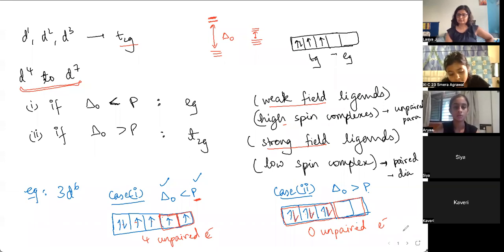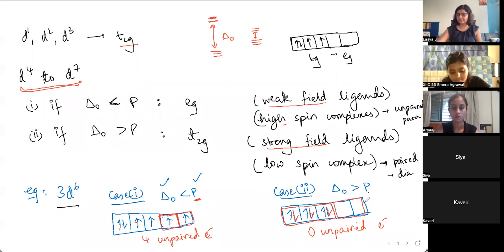Miss, what did you say that example 3d6 is for? Oh, for example, if we were to figure out what will happen in the case of 3d6 configuration, any metal like cobalt, iron, iron 2 plus, cobalt 3 plus, whichever it is, if it has a 3d6 configuration, how are the electrons going to be filled? Acha.